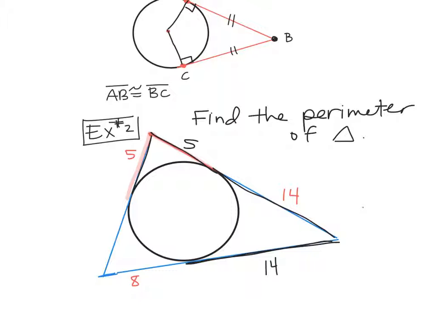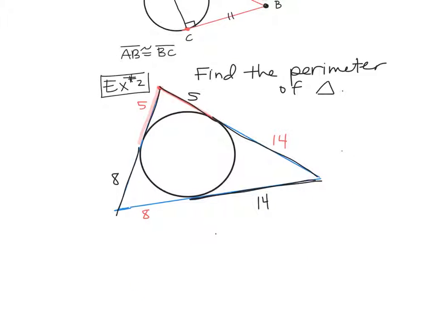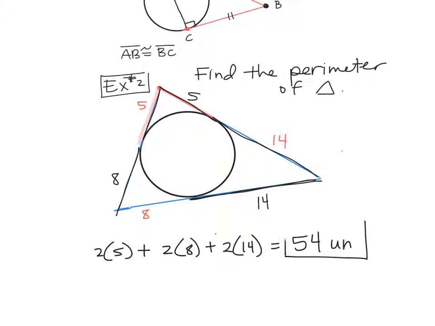So this one over here is 8, okay? So that means our perimeter is just the sum of all of those. 5 plus 5 plus 14 plus 14 plus 8 plus 8, or there's 2 of everything, right? So 2 5s plus 2 8s plus 2 14s will be your perimeter, and that comes out to 54. And then whatever your units are, I didn't give you units, so then it's just units, okay?